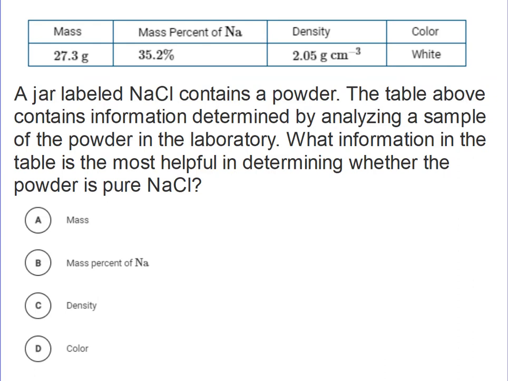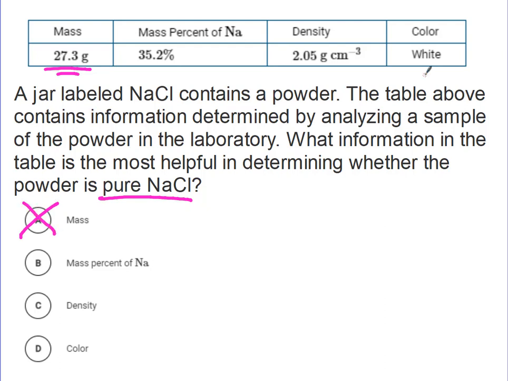So here we have a jar labeled NaCl, and we have some information, and we want to know what would be most helpful in determining whether the NaCl is pure or not. Well, just knowing the mass of NaCl isn't going to help us determine if it's pure because I could easily have more mass or less mass, and mass changes. So mass is an extensive property, so that's not going to help us.